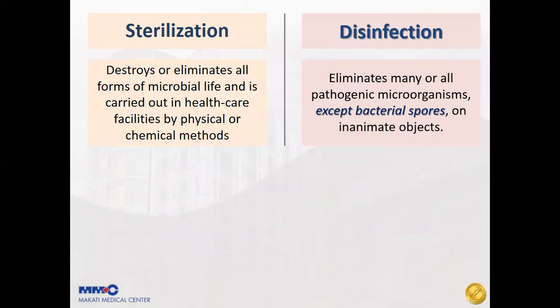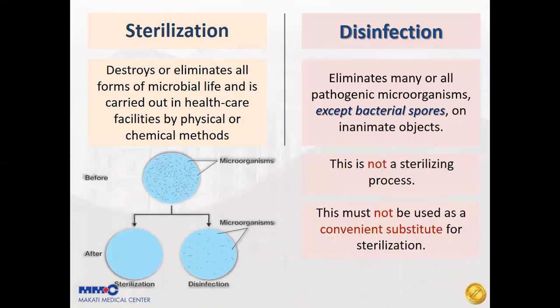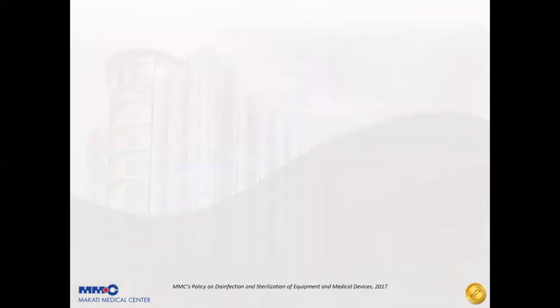Next is sterilization and disinfection. What's the difference between sterilization and disinfection? In sterilization, we destroy or eliminate all forms of microbial life, and it is carried out in healthcare facilities with physical or chemical methods. In disinfection, we eliminate many or all pathogenic microorganisms except bacterial spores, which can only be killed by sterilization, on inanimate objects. Disinfection is not a sterilizing process, and this must not be used as a convenient substitute for sterilization.